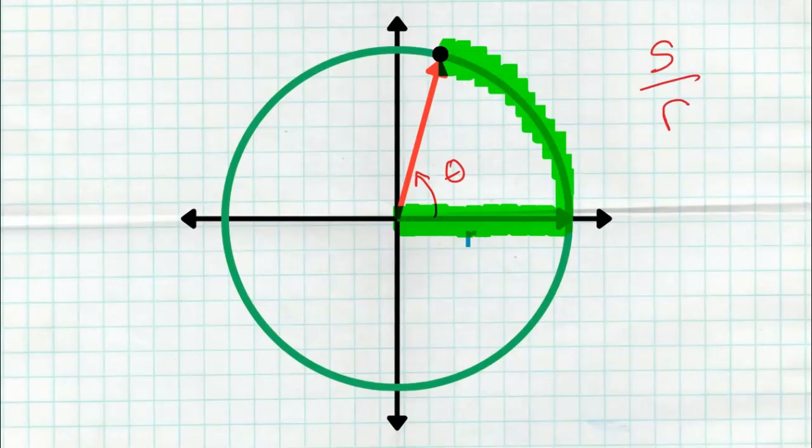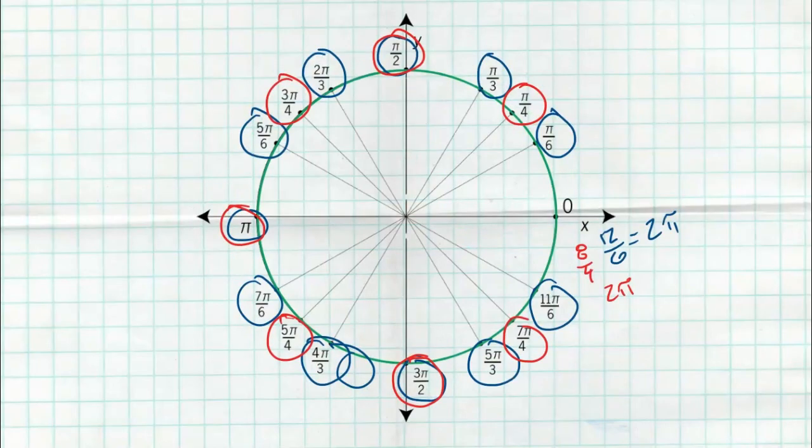And that's why when we go back to here and we talk about, hey, this is pi over 6, all that means is that this arc length right here divided by this radius right here would be equivalent to pi over 6. That would be the ratio.